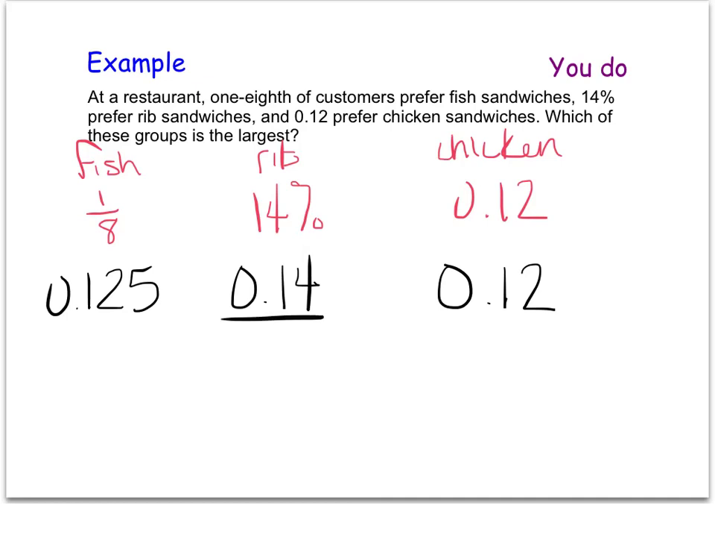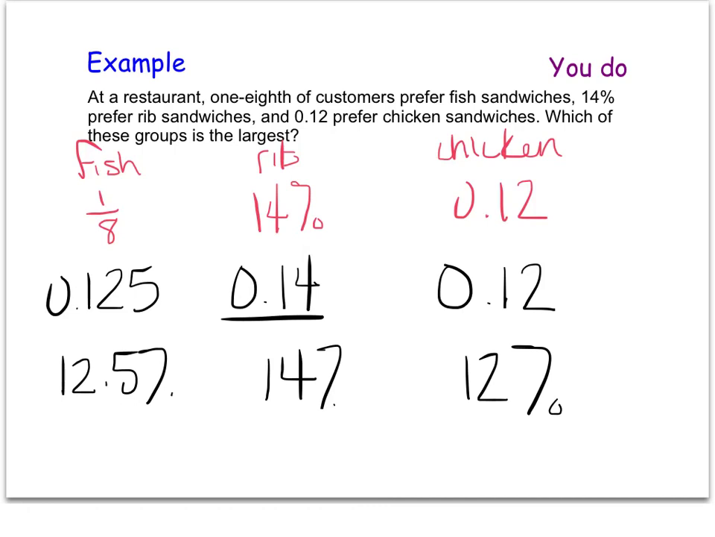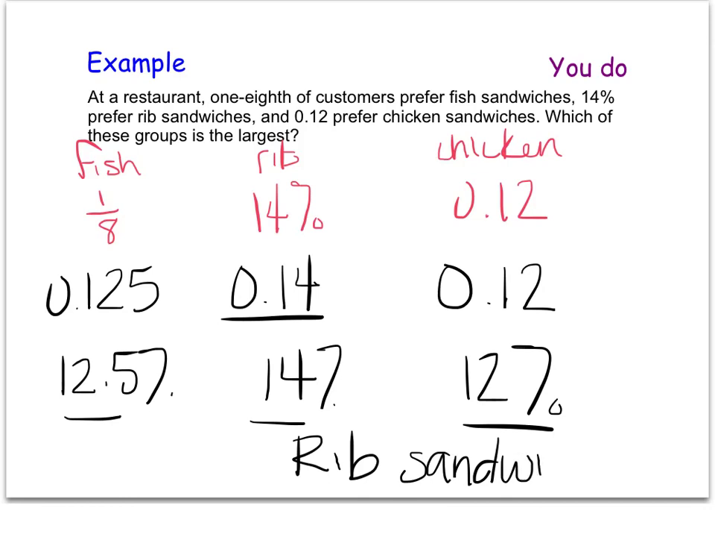If you didn't do it in decimal, you could also do this in percent, and you would multiply each of those by 100 and add your percent sign. So this would be 12.5%, 14%, that was already in percent, or 12%. And we could also see that in percent your rib sandwiches are your most popular choice for these customers.